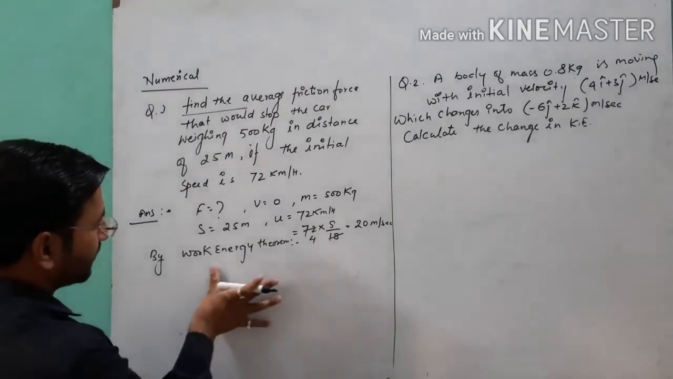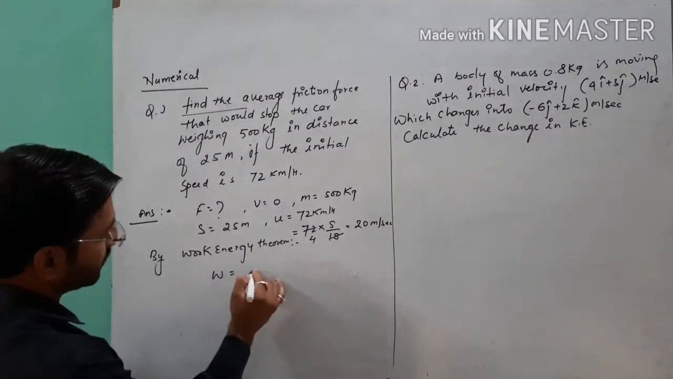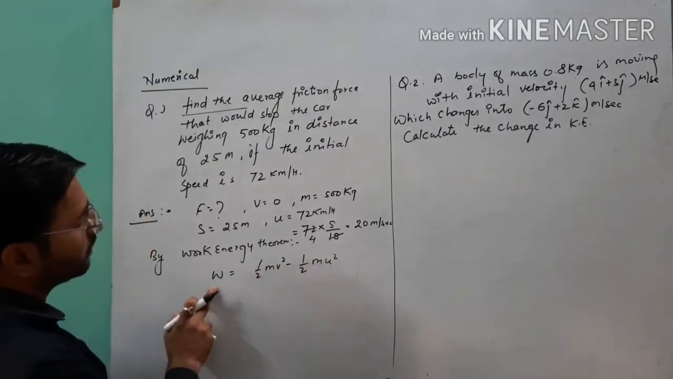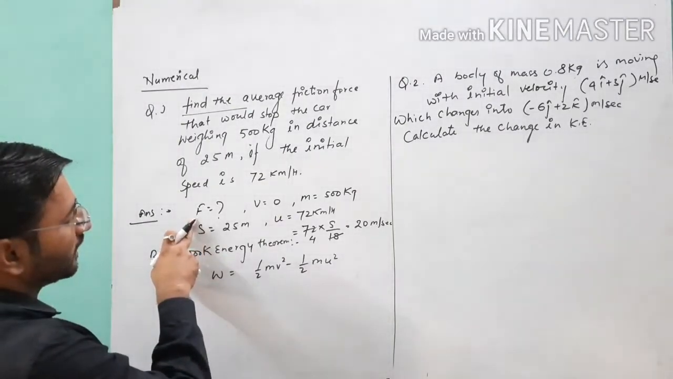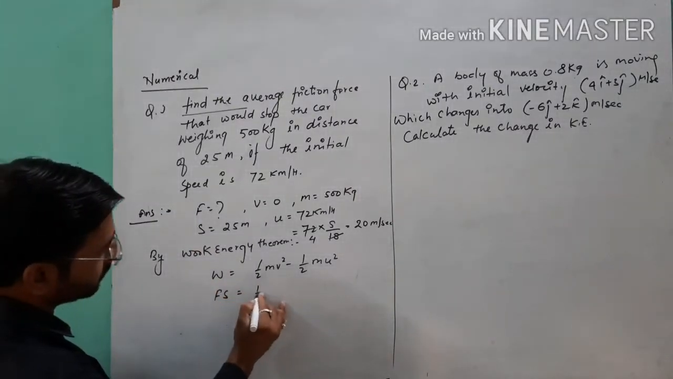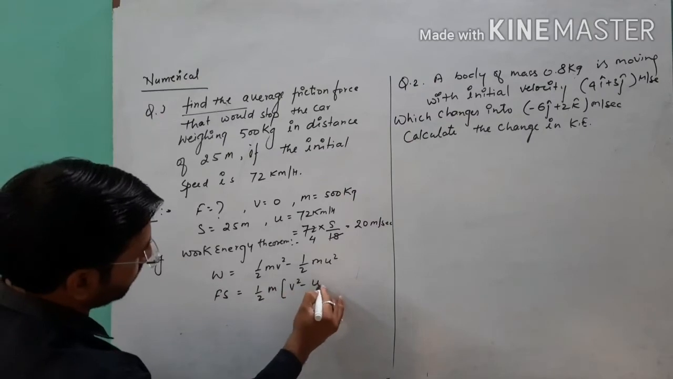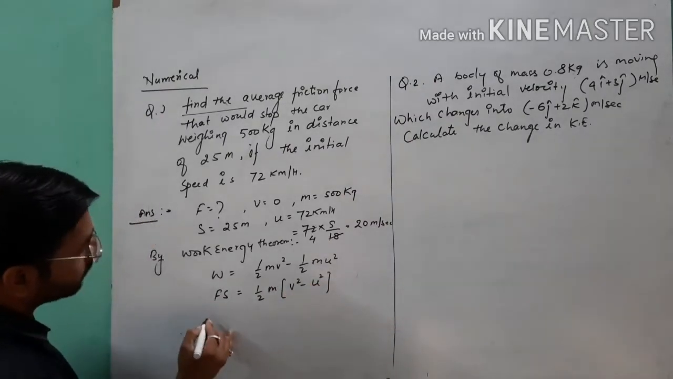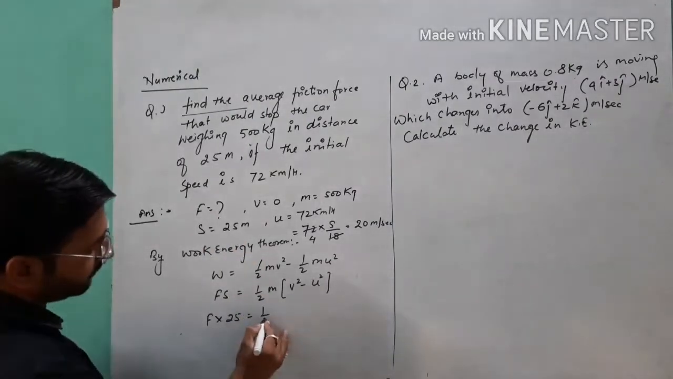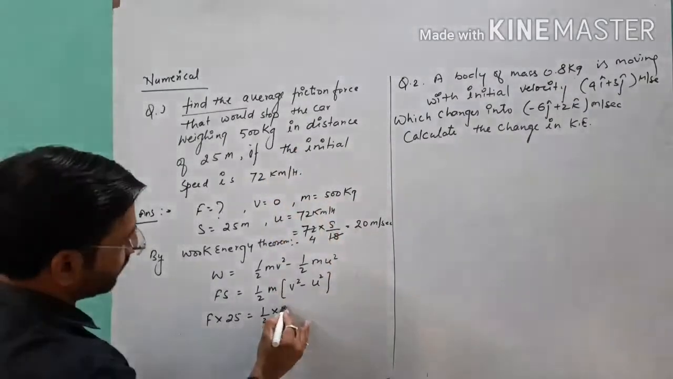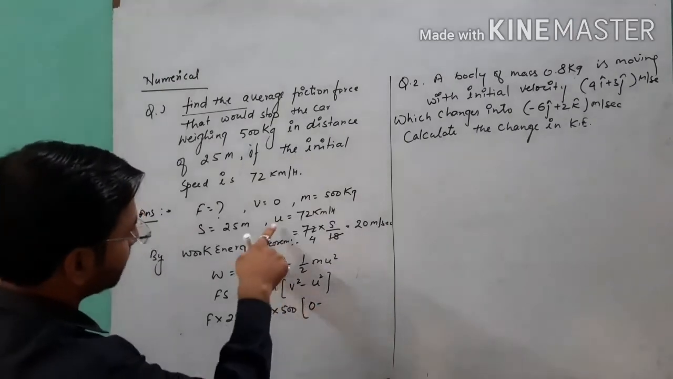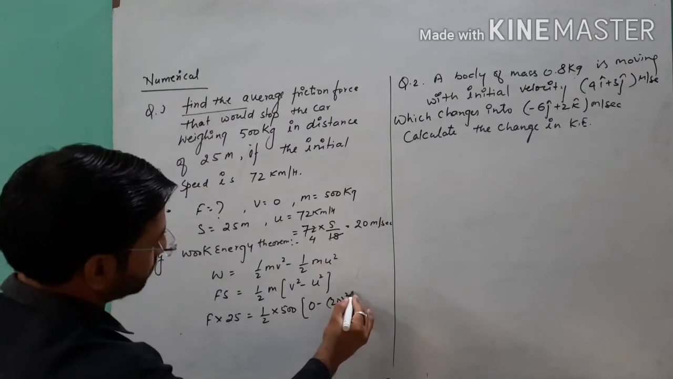Kinetic energy final minus kinetic energy initial is equal to work done W, which is half m v square minus half m u square. It is equal to W, and we will write W in terms of force and displacement. So F into S is equal to half m, taken as common, v square minus u square. So here force we will calculate, displacement we have 25, and half into mass in SI unit 500 kg, and the final velocity is 0, and this one is initial which is 20, so 20 square.